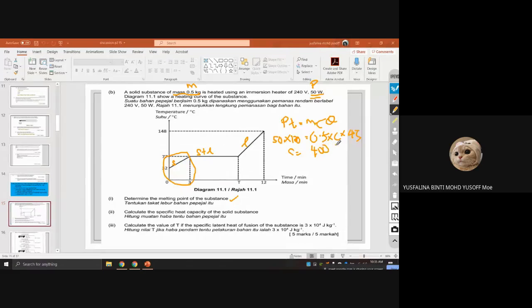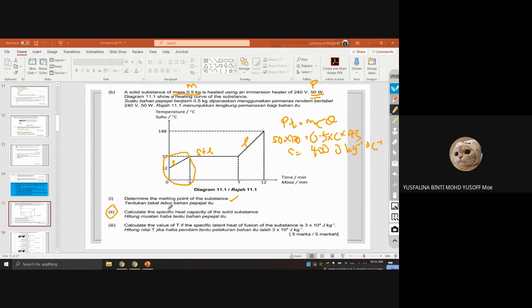So the unit is J kg^-1 °C^-1. This is the answer for c for number 2 here. Okay, number 3. Calculate the value of T if the specific latent heat of fusion of the substance is 3 times 10 to the power of 4.